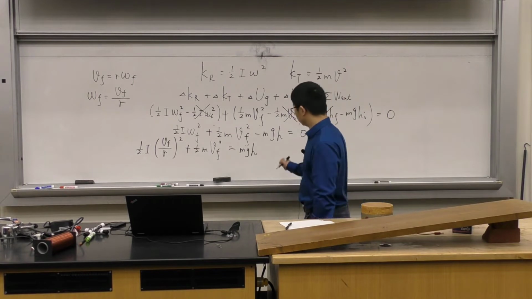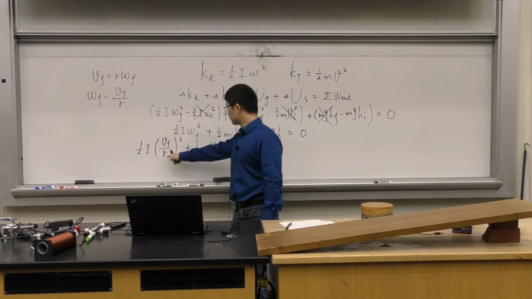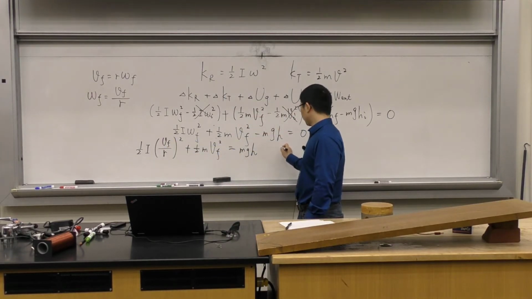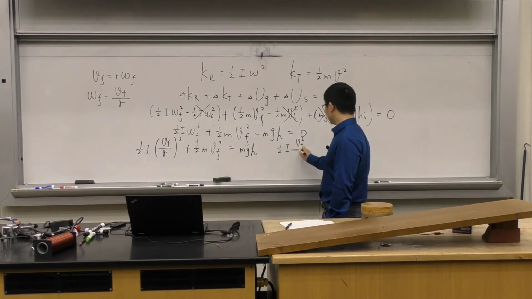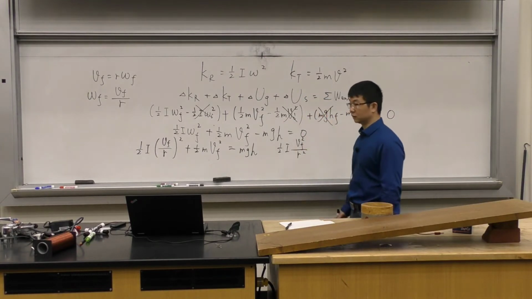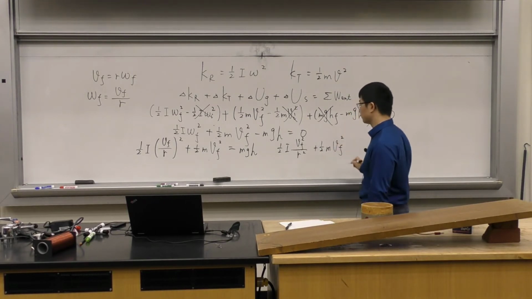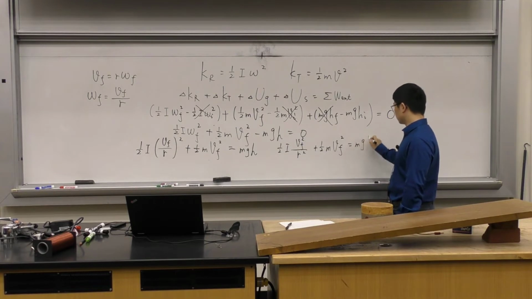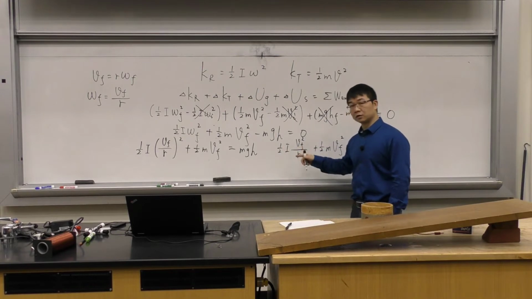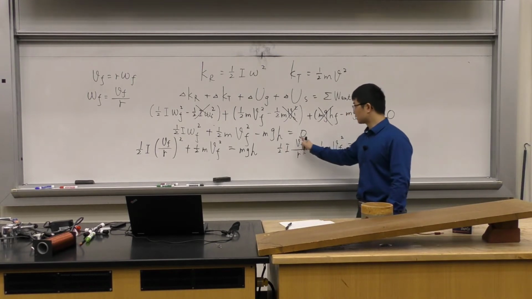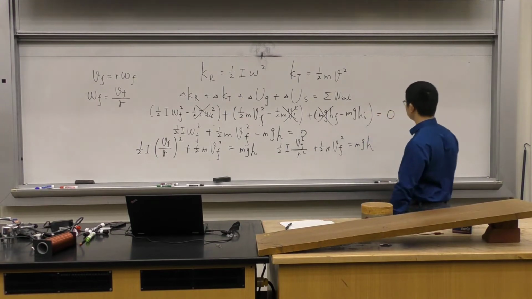All right, so let me do it. First of all, let's square that out: 1/2 I VF squared over R squared, plus 1/2 M VF squared equals mgh. Now this is x, this is x, x times a number, okay? Don't be afraid of the symbols. You can factor out x. So what do we get?